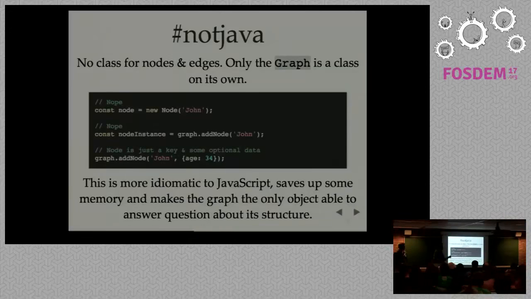So obviously, we don't have classes for nodes and edges. So this means there is only the graph, which is actually an instance of a class. And so you don't have things like const node = new Node. No. You don't get node instances from the graph by adding a node or something. So basically, this means that the node is just a key and some attributes, and that's it. So if you want to ask questions about the graph or about the structure, you will use keys, both for nodes and for edges. That's all.